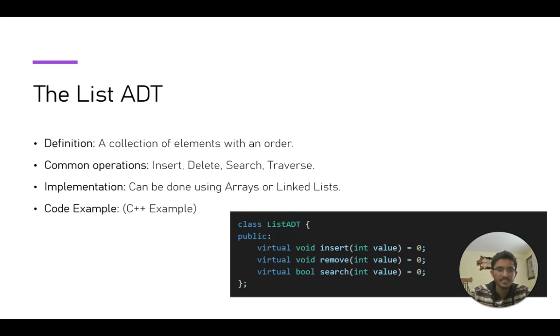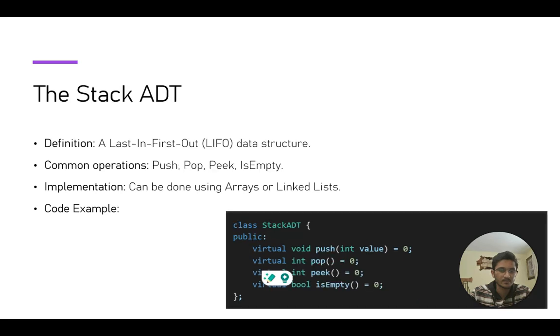Okay, so a list ADT, as you can see also in the code in the bottom right over here, shows the actions that a list could do: inserting, removing, deleting, searching, and traversing through the list. So it could be done with arrays or linked lists.